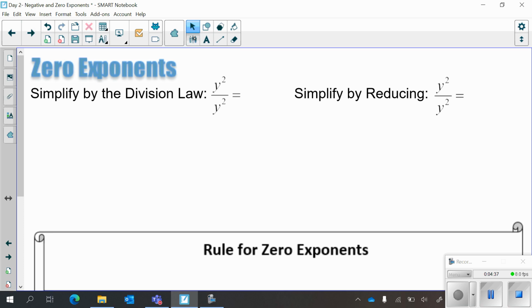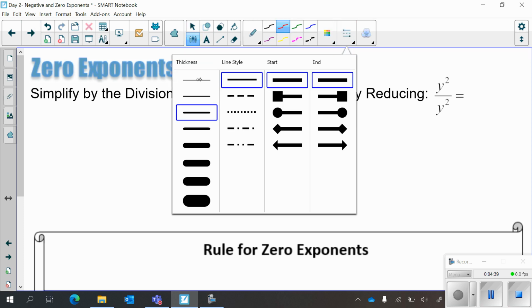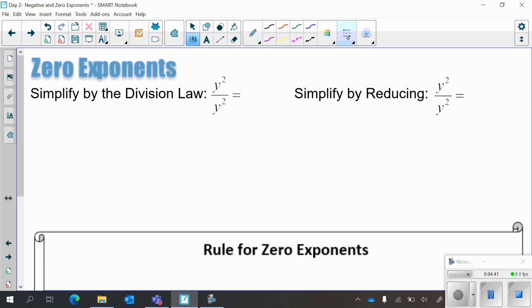All right, so going on to 0 exponents. We're going to simplify this 2 different ways. The first thing we're going to do is we're going to simplify this using the division law. So the division law tells you to keep the base and subtract your exponents. We know that 2 minus 2 is y to the 0 power.